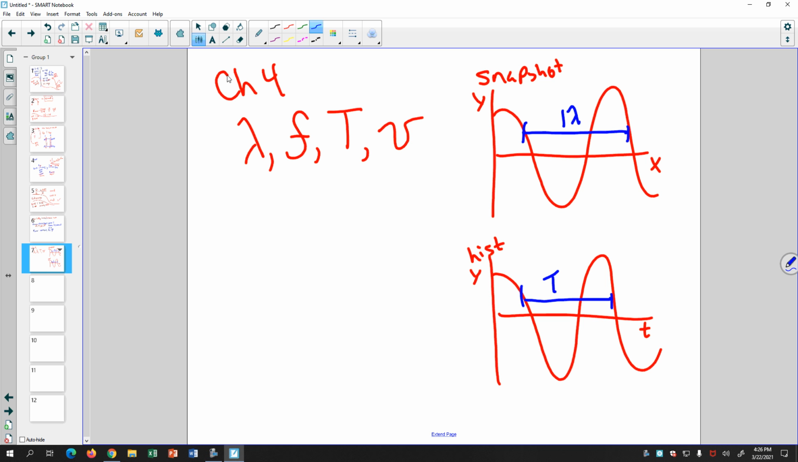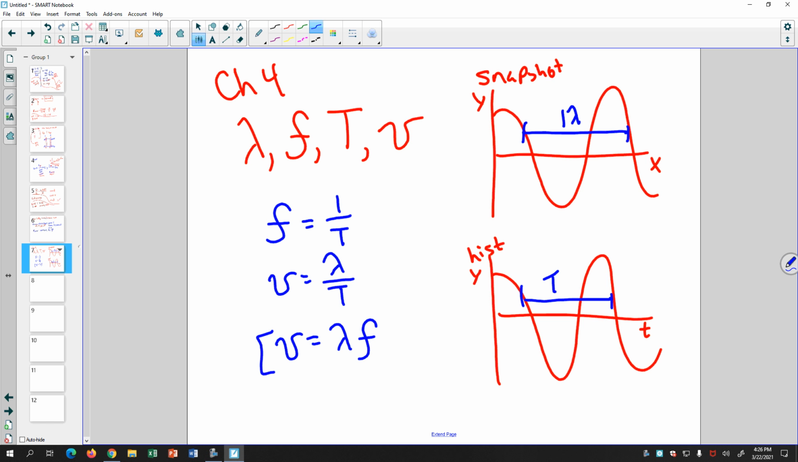I also have some equations that define each of these. These are on the equation sheet, but just know that they exist. The frequency is the inverse of the period. The velocity is equal to the wavelength divided by the period. And then also the velocity is equal to the wavelength times the frequency. This equation is really just a combination of these two equations. So make sure you understand those.